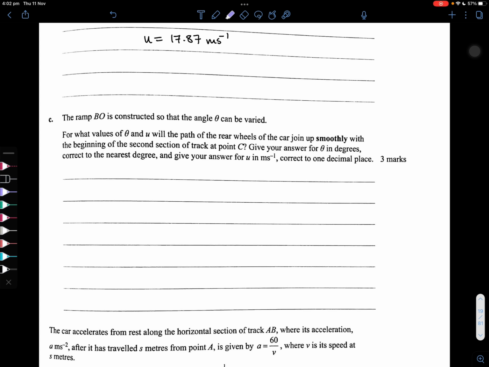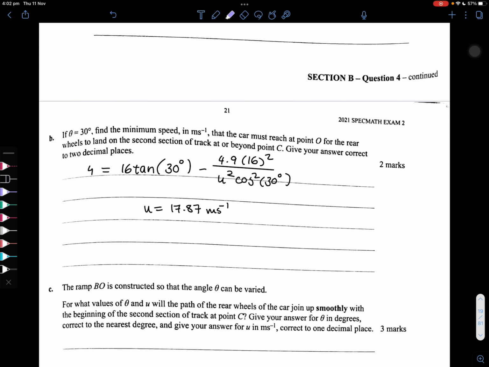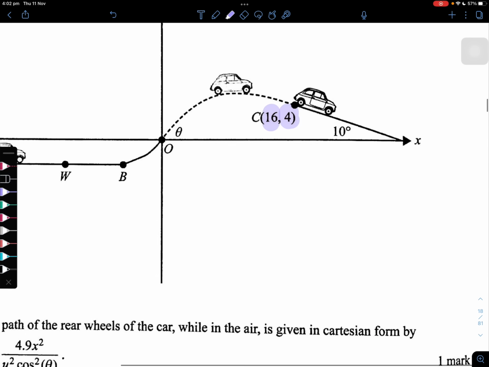Okay, here. The first thing that strikes me is the fact that they've bolded smoothly, okay? And whenever I see smoothly, they use this in methods as well. It's related to the gradient. That means the gradient needs to be the same for any two things that are connecting, okay?